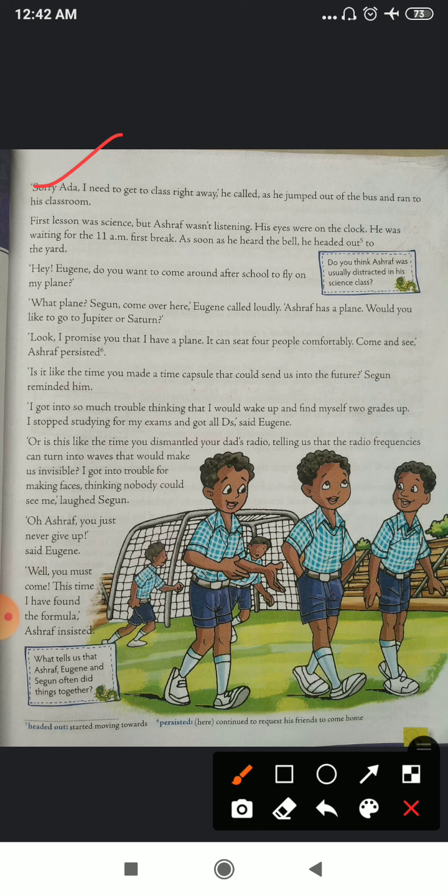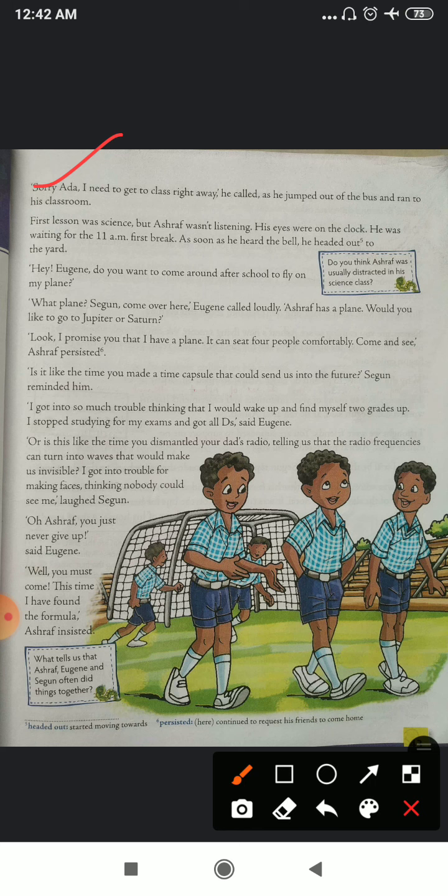It means he was inviting Eugene to come over to his house after school because he has an aeroplane at his house. "What plane?" "Sigan, come over here," Eugene called loudly. "Ashraf has a plane. Would you like to go to Jupiter or Saturn?" So suddenly Sigan also came and asked, "What plane?"